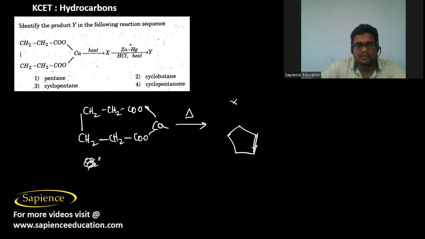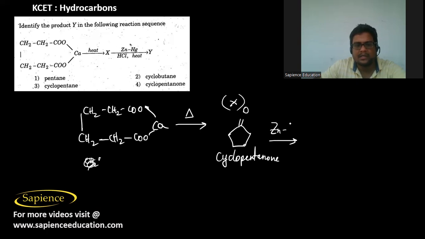And the compound X, cyclopentanone, when reacted with zinc amalgam and HCl in the presence of heat, will produce the compound Y, which is cyclopentane.